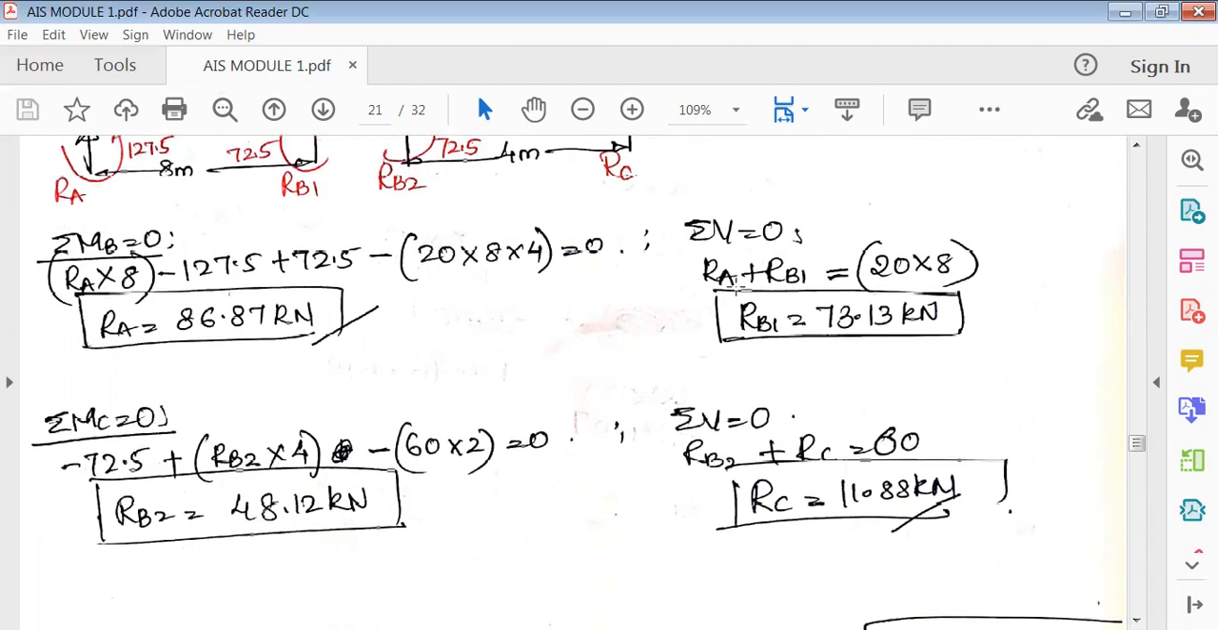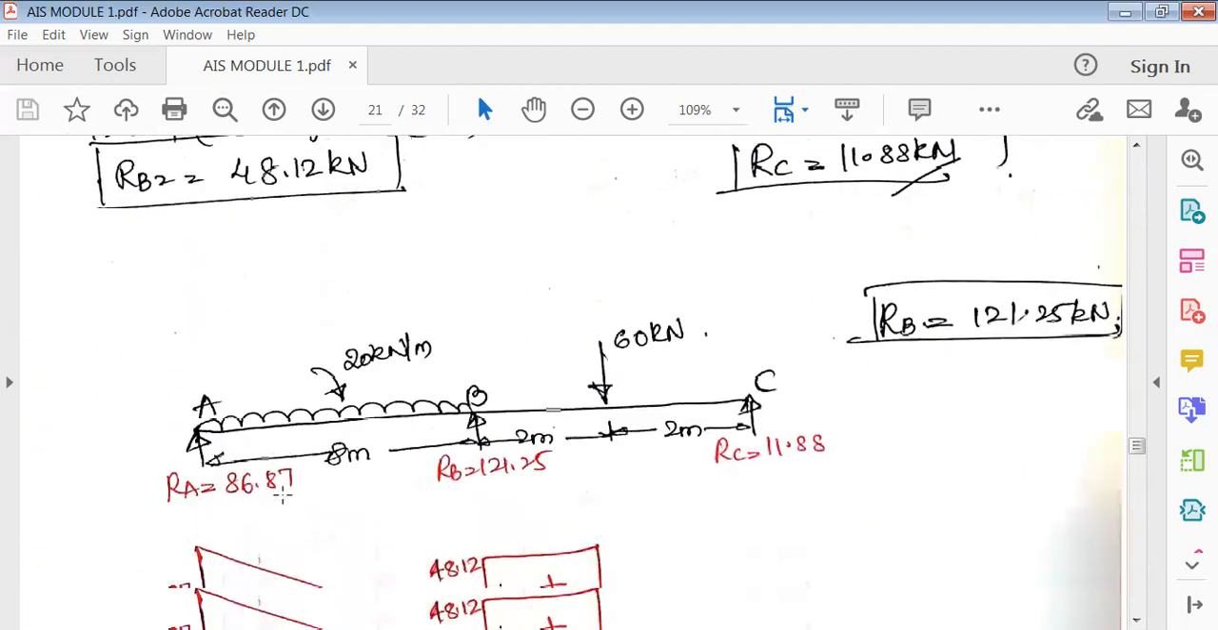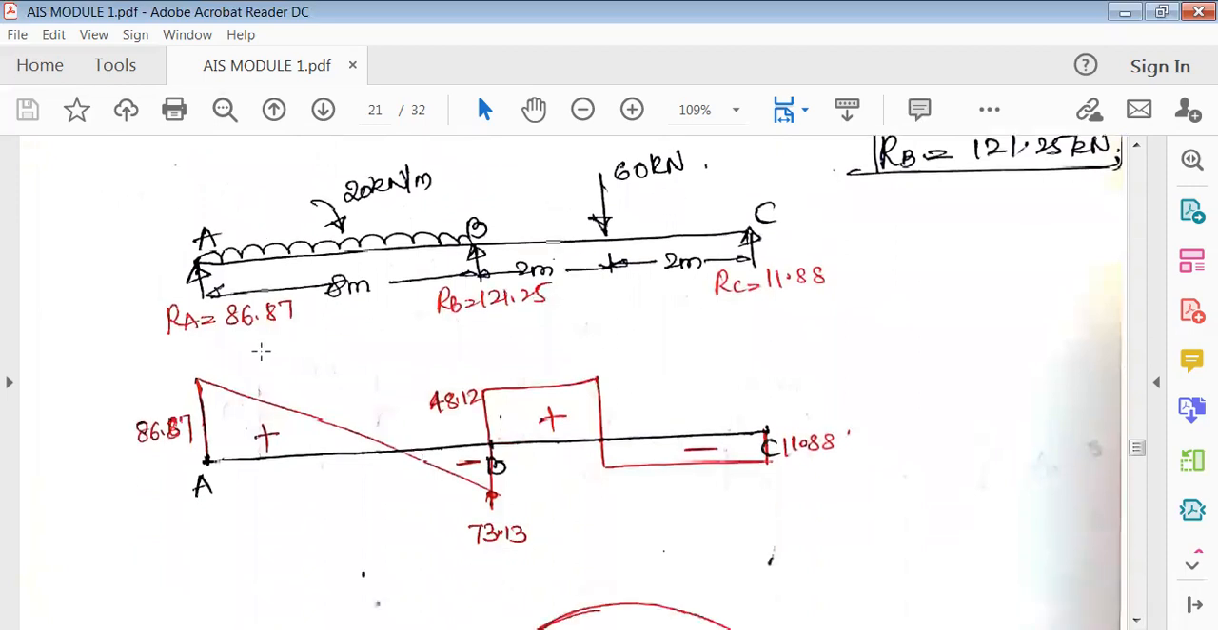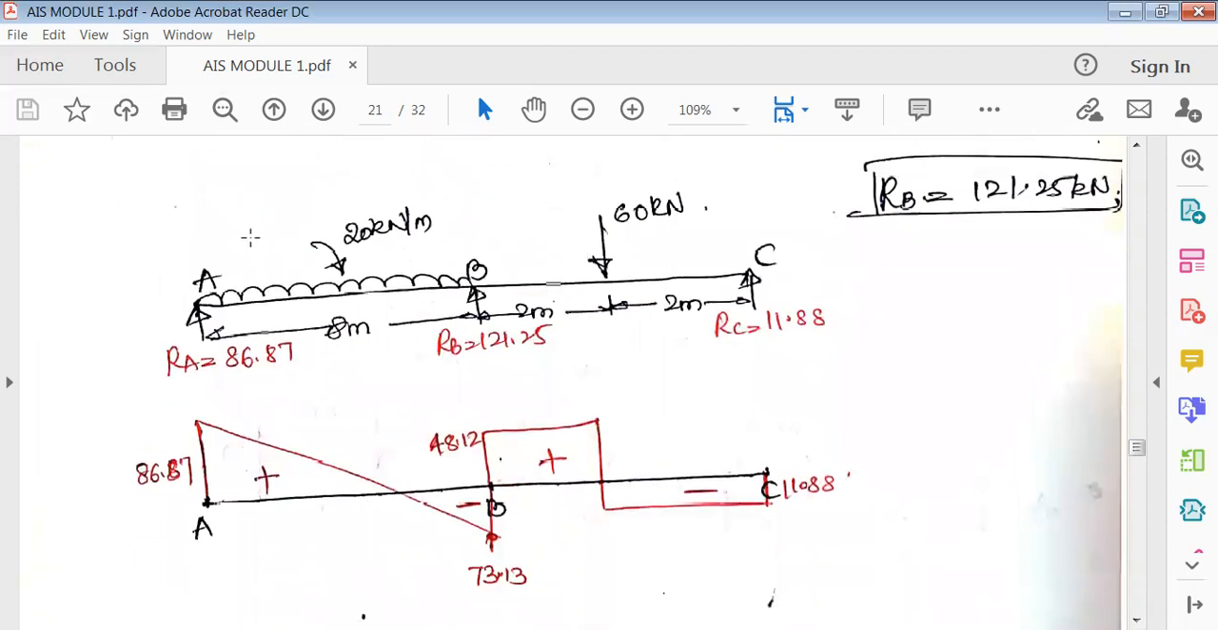Now add both of these. RB1 is nothing but the summation of RB1 and RB2. I've added both of these here, so I've shown the reaction. This is important. Again, you need to draw all of these. Draw the final beam, and then accordingly it is easy to draw the shear force diagram.